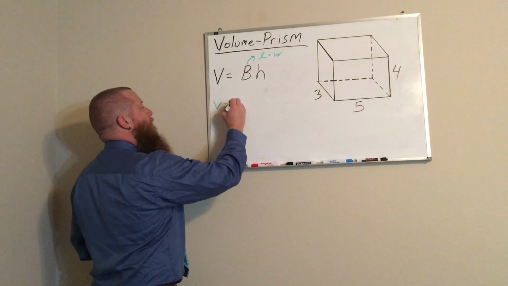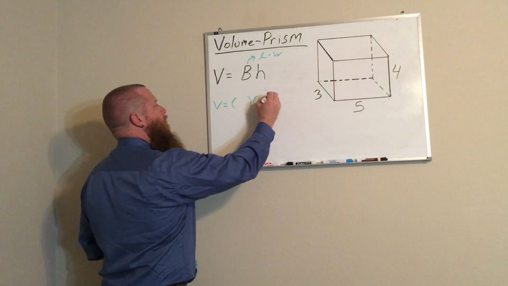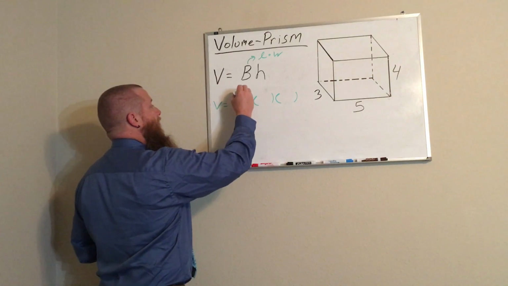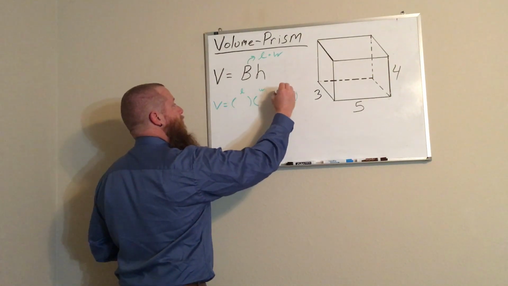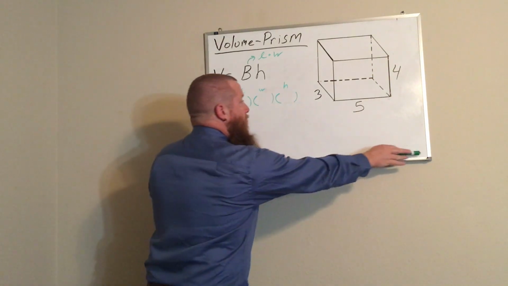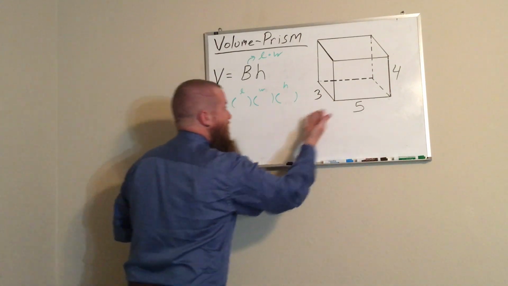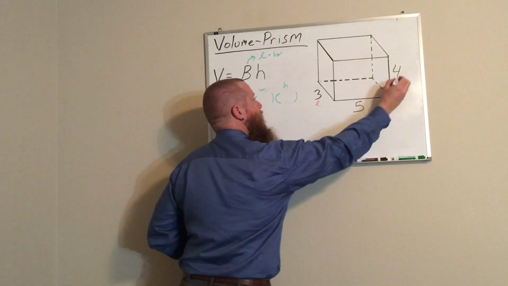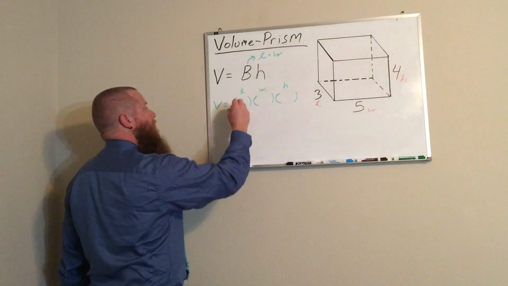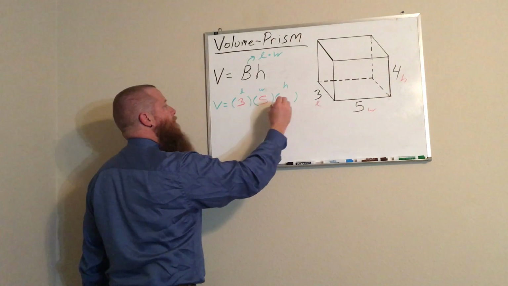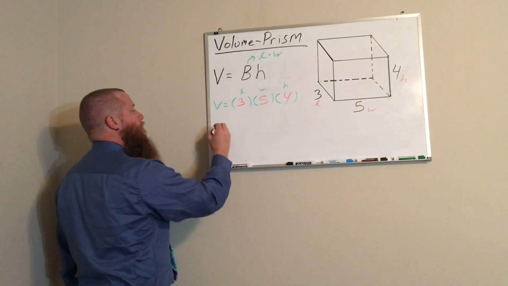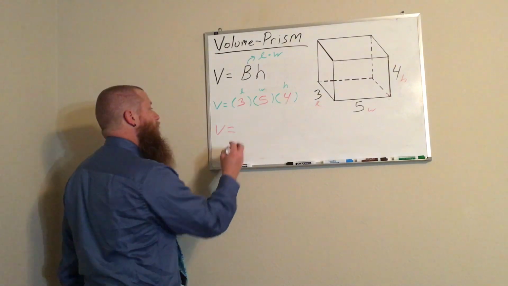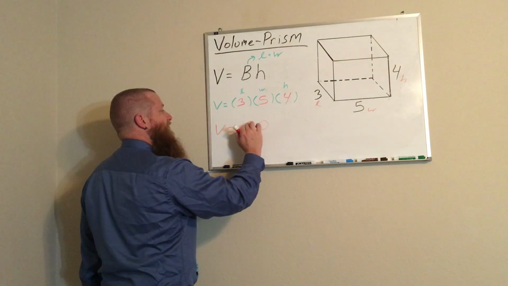So I always recommend that you rewrite your formula with an open parenthesis for each variable. We're going to include length, width, and height. And hopefully you can see we need 3 values. This has 3 values, so let's do it. Length, width, and height. 3 times 5 times 4. You punch this into your calculator. 3 times 5 times 4, you should get 60.